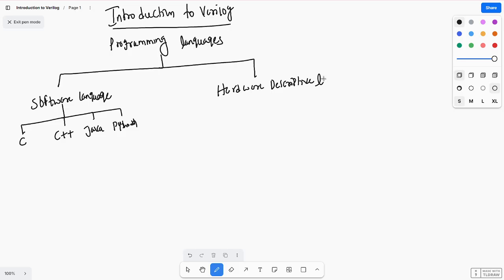Hardware descriptive language. In this, we call them HDLs. In this you will get Verilog and VHDL, and next you have SystemVerilog. So now, can you say what is the difference between software language and hardware descriptive language?